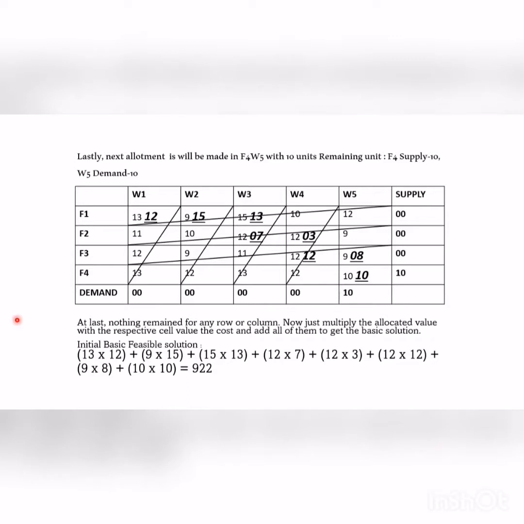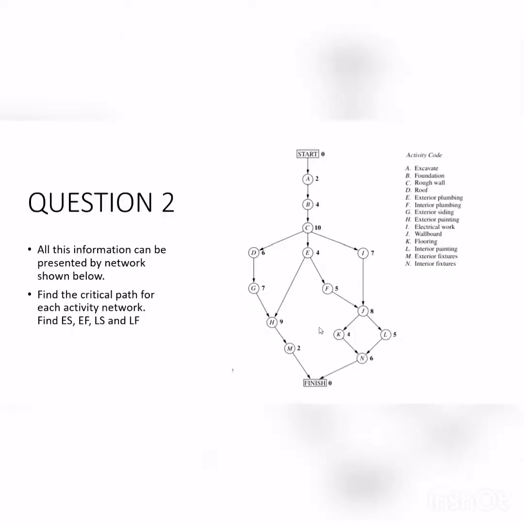get the basic solution. So here, for the initial basic feasible solution, we start from F1: 13 multiplied with 12 plus 9 multiplied with 15 plus 15 multiplied with 13 plus 12 multiplied with 7 plus 12 multiplied with 3 plus 12 multiplied with 12 plus 9 multiplied with 8 plus 10 multiplied with 10. And after that, we get the answer 922. That's all from me.